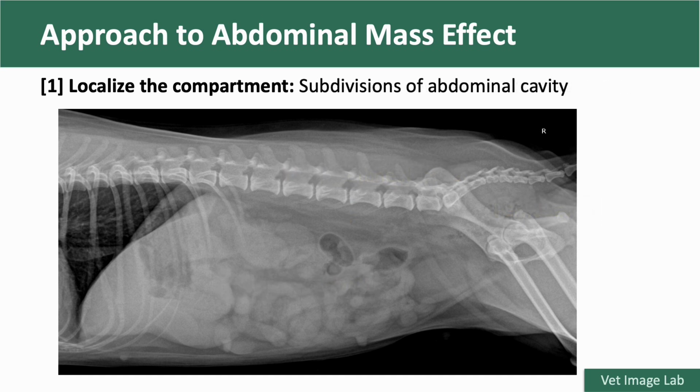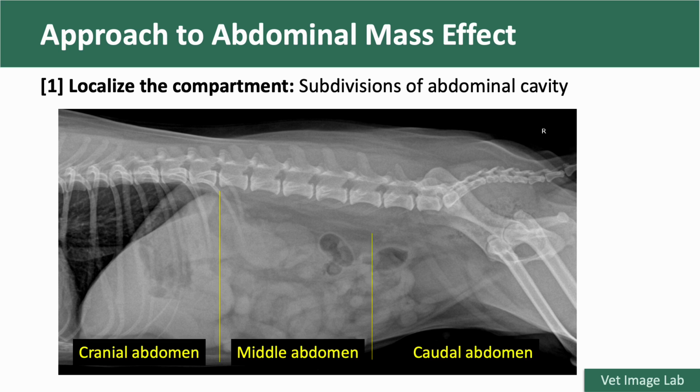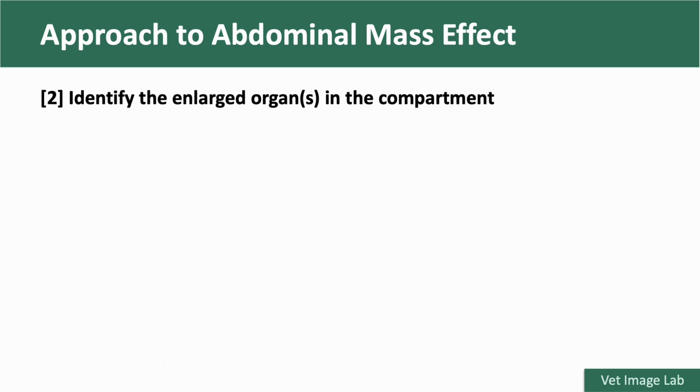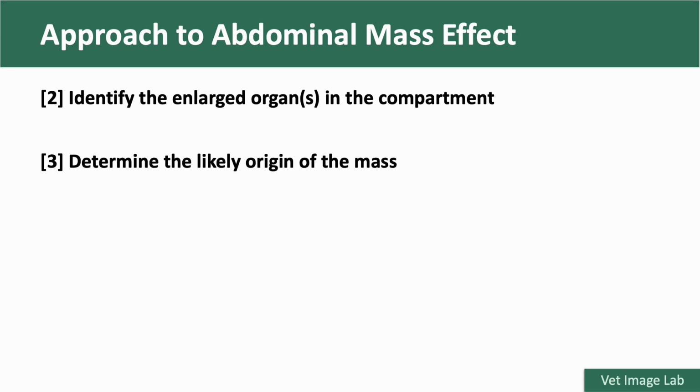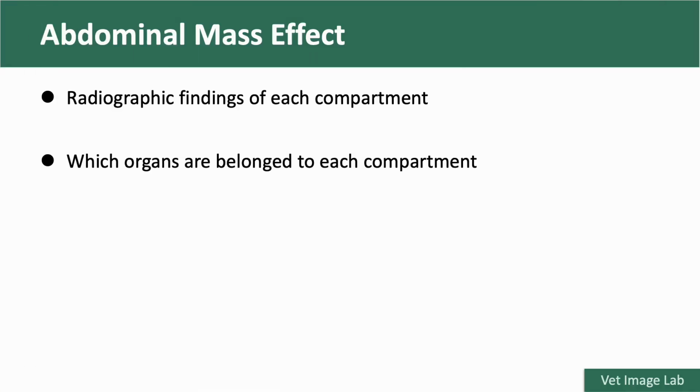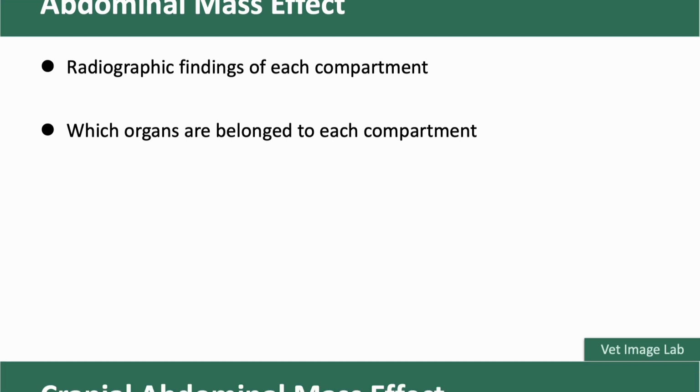Then the abdominal cavity can be further divided into the cranial, middle, and caudal abdomen. Once you've localized the compartment, the next step is to figure out which organs are enlarged within that compartment. That's how you begin narrowing down the origin of the mass. Okay, let's talk about the radiographic findings of each compartment and which organs belong to each compartment.